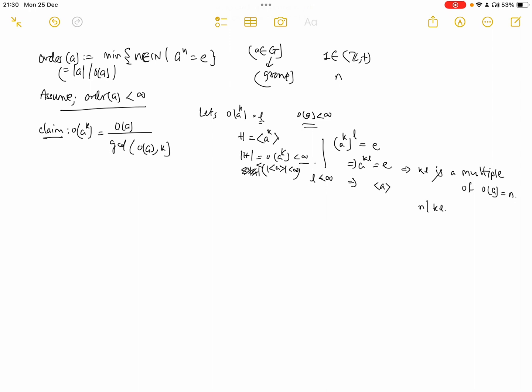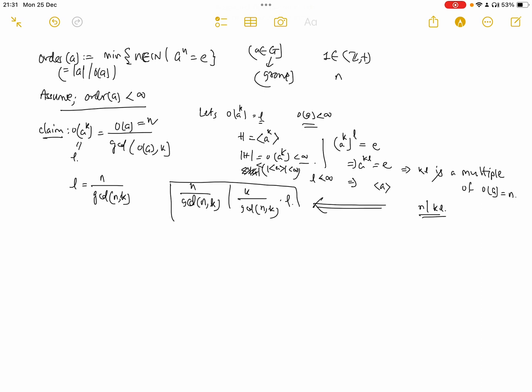And so this is n, this is L. So you have to show that L is n by the GCD of n and k. So we already have this, and so we can see the GCD of n and k divides k by the GCD times L, right? Because this follows from this directly, because on both sides we are just dividing by a fixed number, precisely the GCD of n and k.